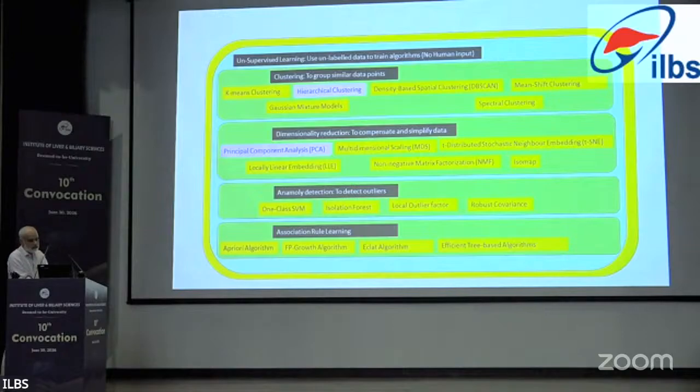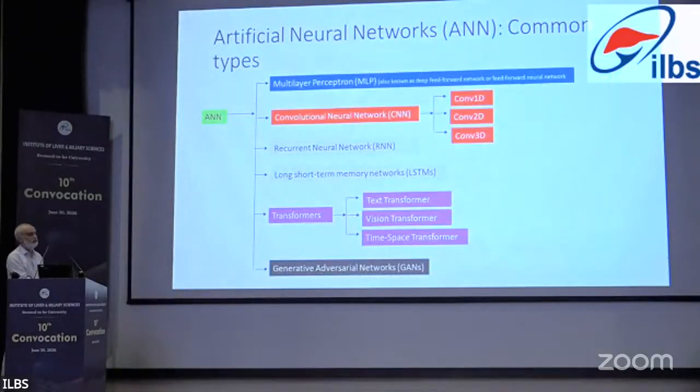But our focus is artificial neural networks. And in that also, only this part, multi-layer perceptron. So these are the common types. Convolutional neural networks, we have heard Harsh talking about it. These neural networks can be 1D, 2D, 3D. 2D processes images, 3D processes videos. Similarly, recurrent neural networks, we have heard LSTMs, we have heard transformers in the previous lecture. There can be text transformer, vision transformer, time space transformer, various types.